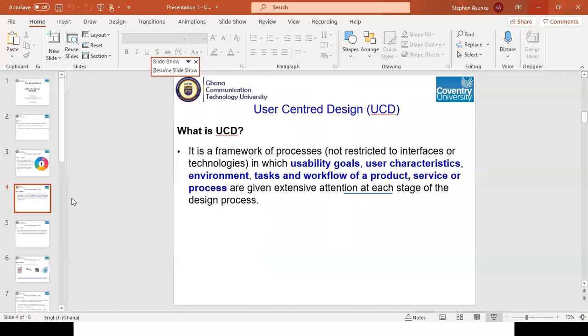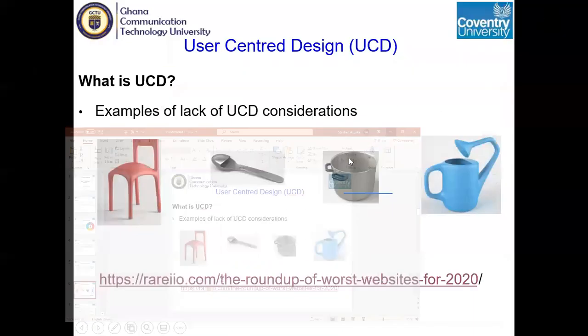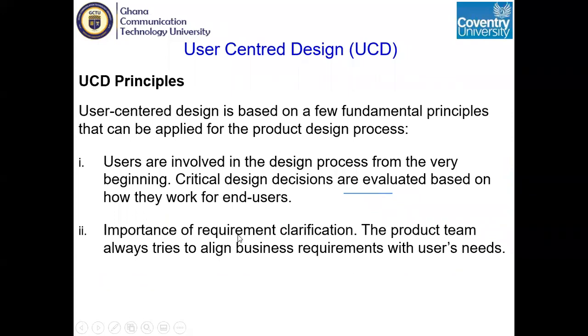So these are examples of things that people can do when they don't consider user-centered design, or they don't try to consider the user before they come up with their designs. So there are some few principles that we can apply when we are doing a design. First of all, users are involved in the process from the very beginning. Design decisions are evaluated based on how they work for end users. So right from the beginning, when you are trying to come up with something, you have to think of the user.